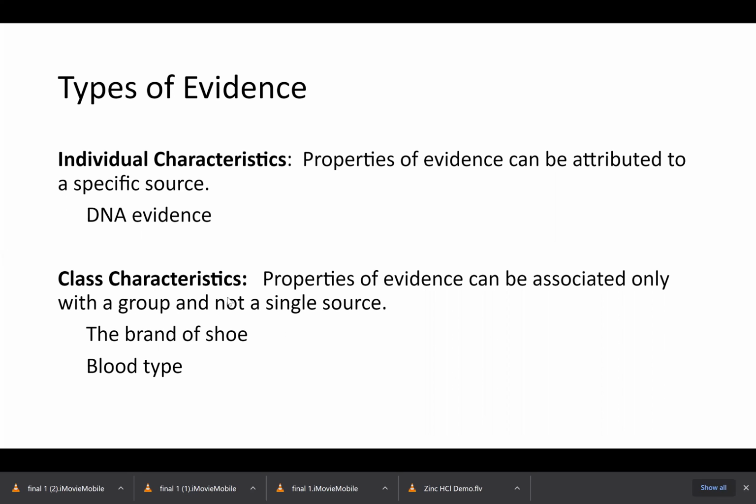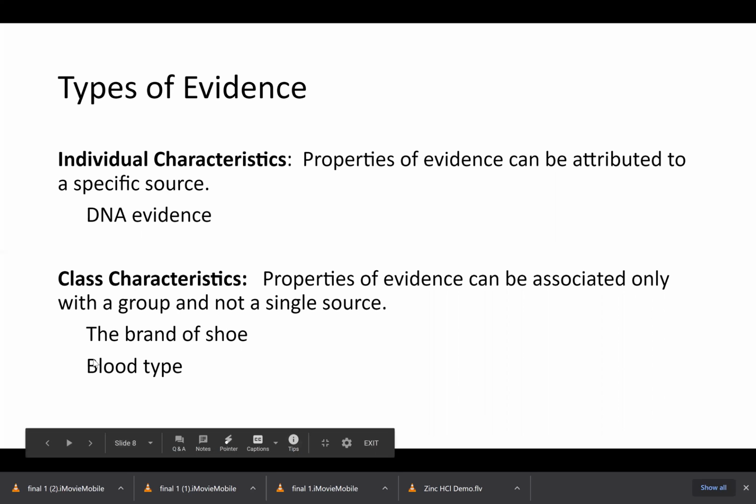And that makes it pretty much individual. Class characteristics, though, are properties of evidence that can be associated only with a group and not a single source. So, for example, what brand of shoe do you wear? Well, a lot of people wear that brand of shoe, or maybe even the style of shoe of that brand. It's still quite a few people.